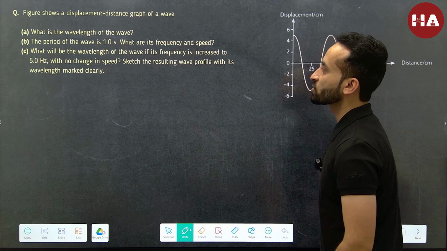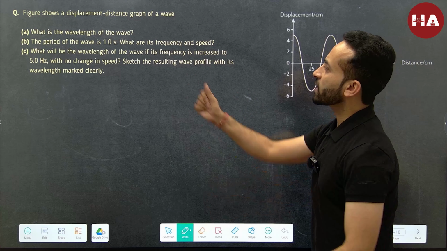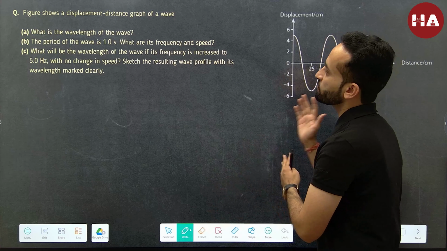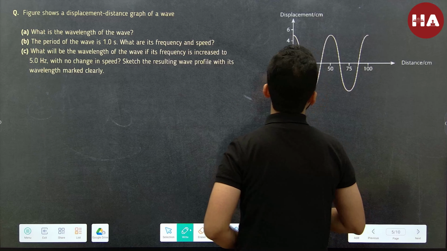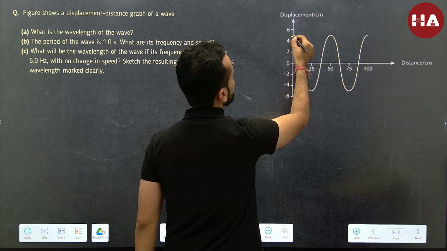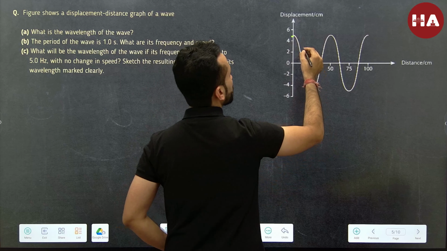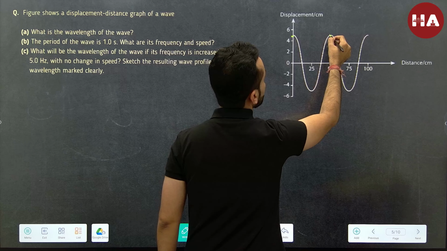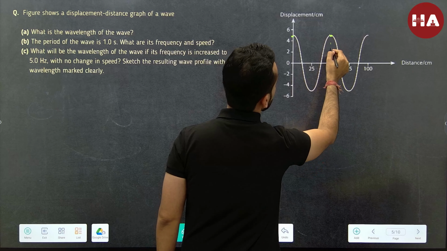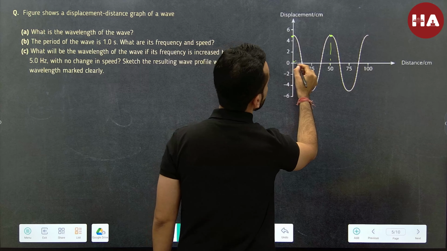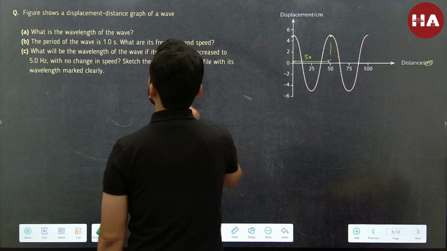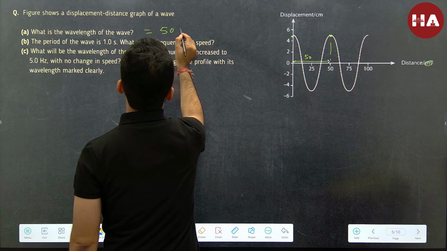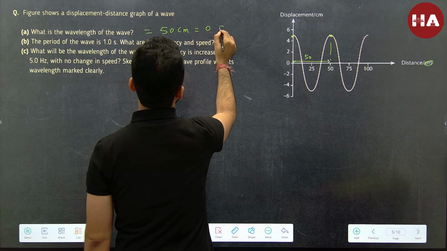Sorry. So students, figure shows a displacement versus distance graph of a wave. What is the wavelength of the wave? Can't get easier than this, students. So let's say this is the starting point of the crest, the top of the crest, then this is also the top of the crest. So this is like 50. So the wave is extended in 50 and the unit is centimeter. So the wavelength of the wave is going to be 50 centimeter or 0.5 meter.